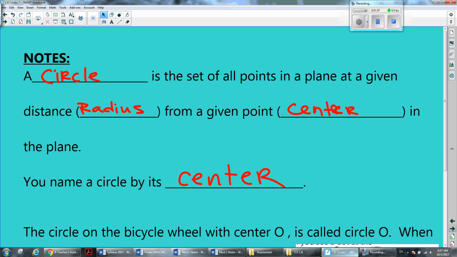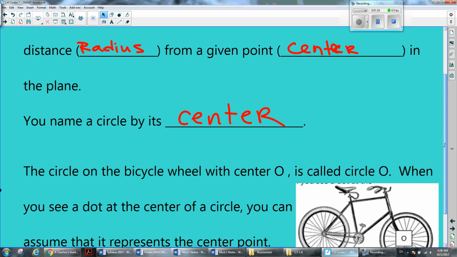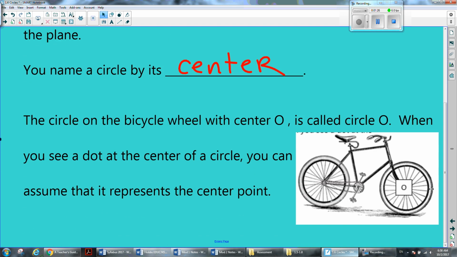So a circle is a set of all points in a plane at a given distance, the radius, from a given point, the center, in the plane. We name a circle by its center. Okay, so if you look at this circle on the bicycle with center O, we would just call it circle O. When you see a dot at the center of a circle, you can assume that it represents the center point.